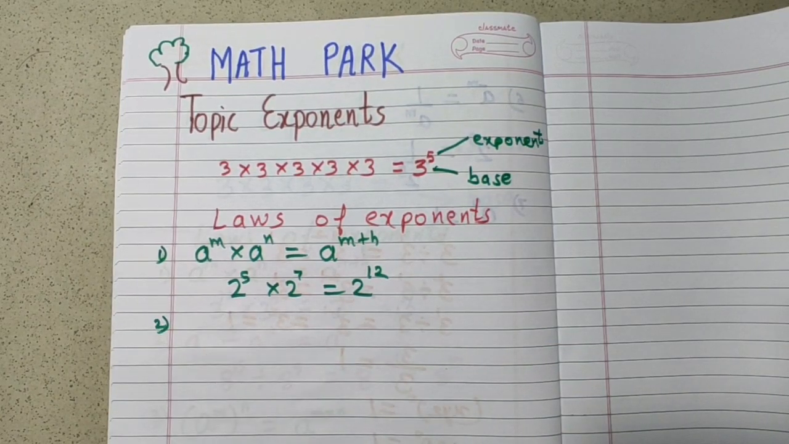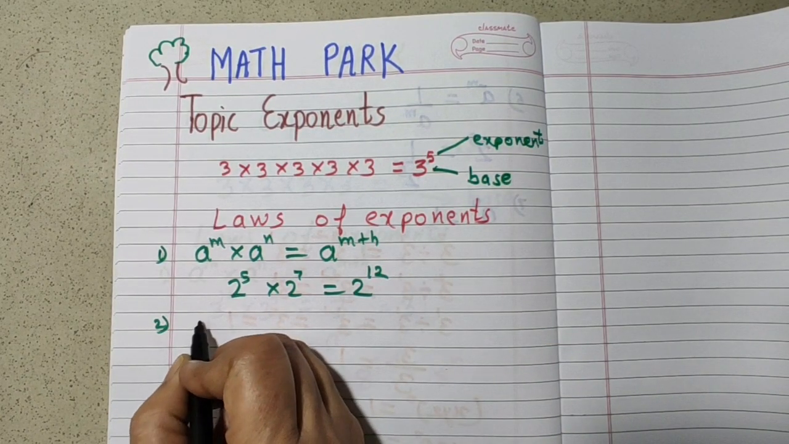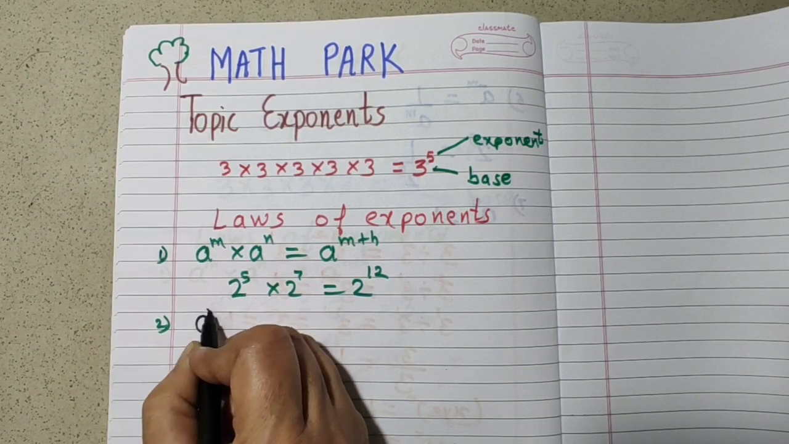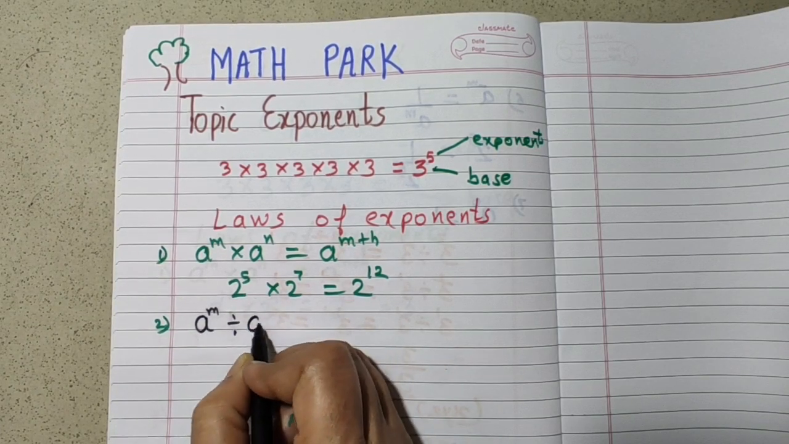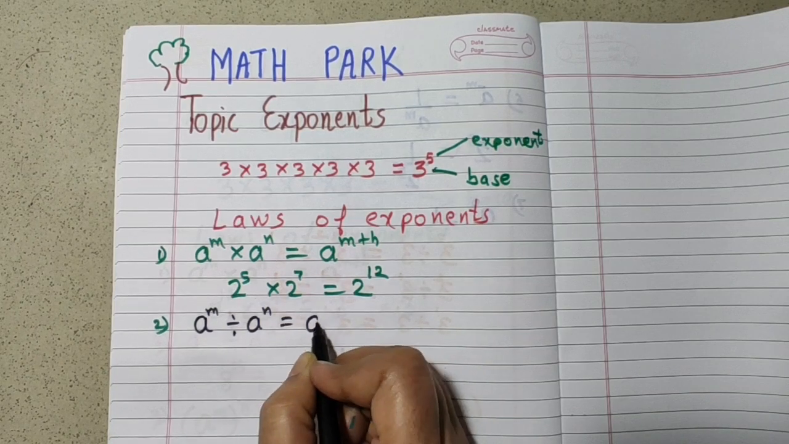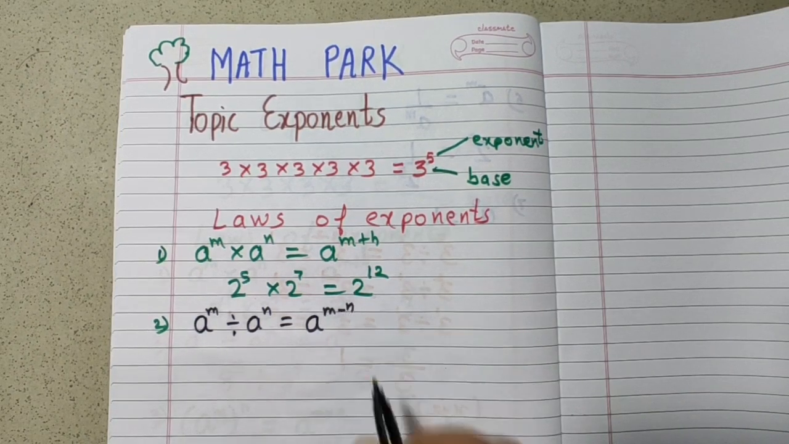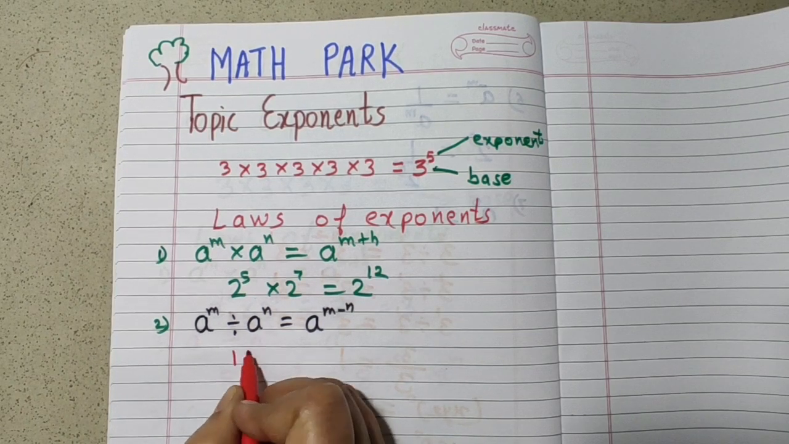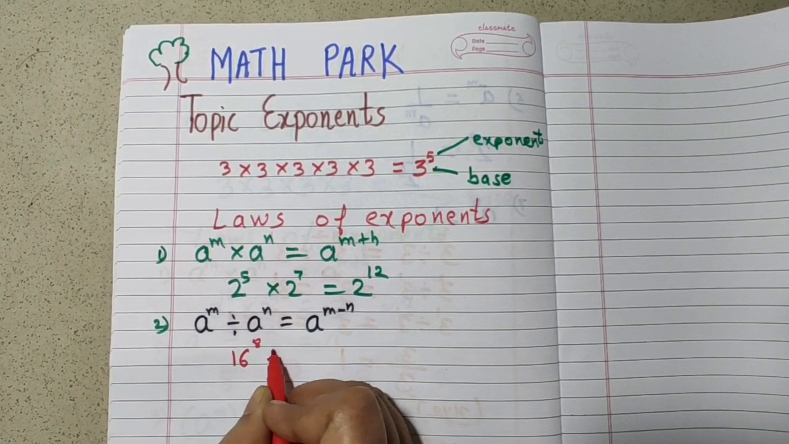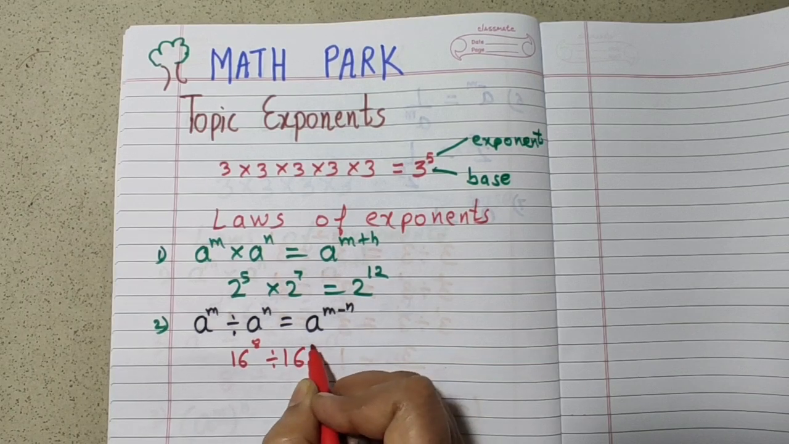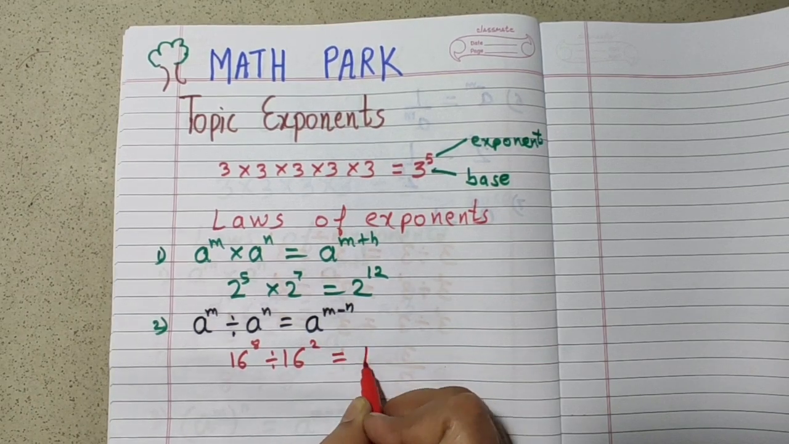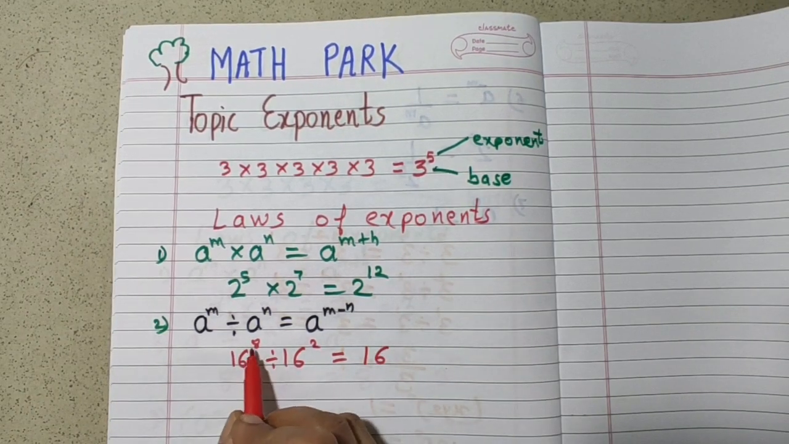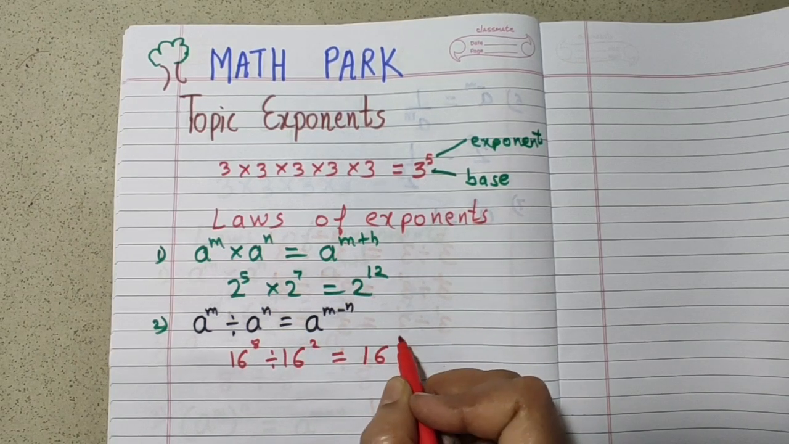Second law, it is about dividing the numbers with the same base. So a raised to m divided by a raised to n is equal to a raised to m minus n. Say if I have to write a number, say 16 raised to 8 divided by 16 raised to 2, I simply write 16 once and 8 minus 2, which is 6.